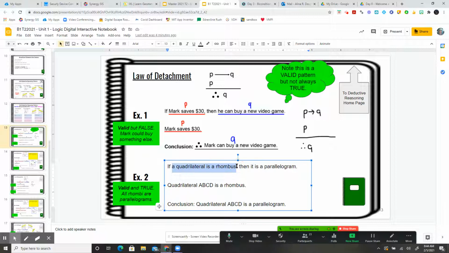So you can underline that. That's my P. Then it is a parallelogram. Bold that. That's the Q. So if I separate that out, I'm just going to do P, period, and Q, period. Right?